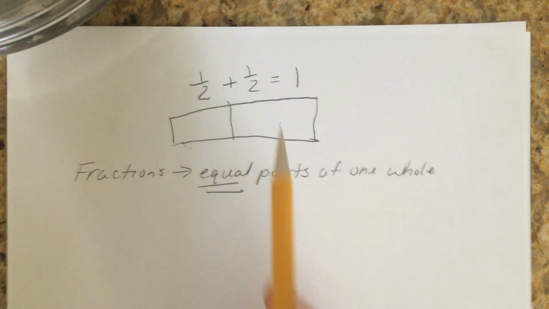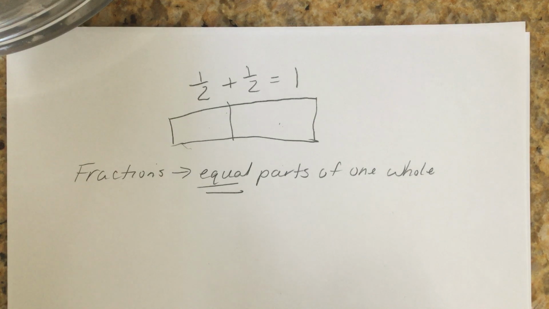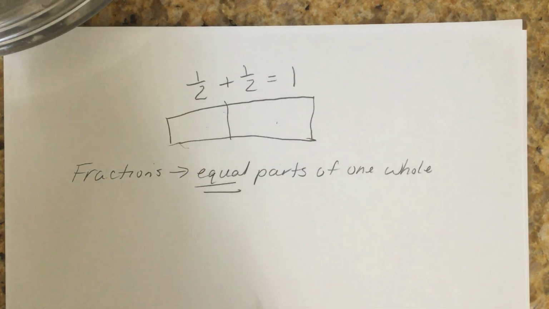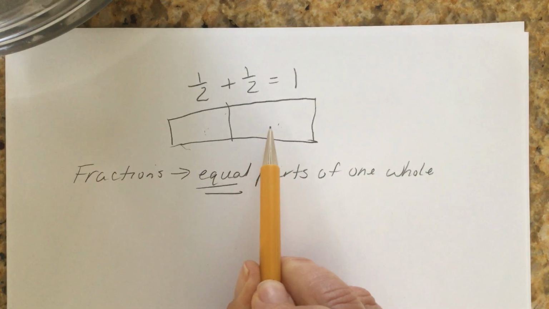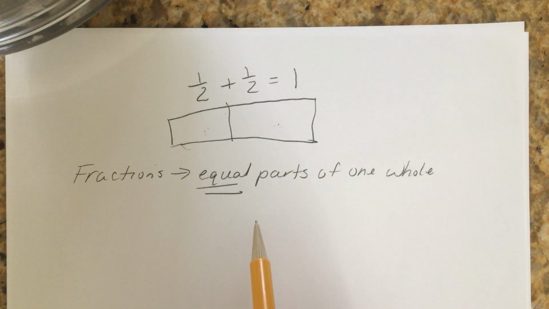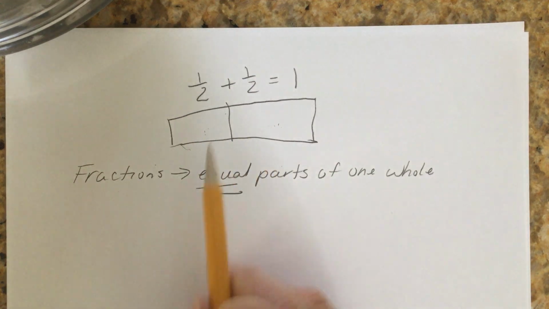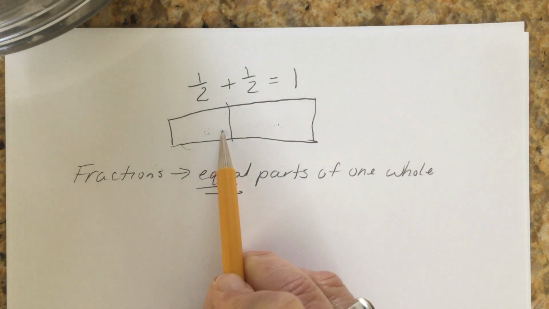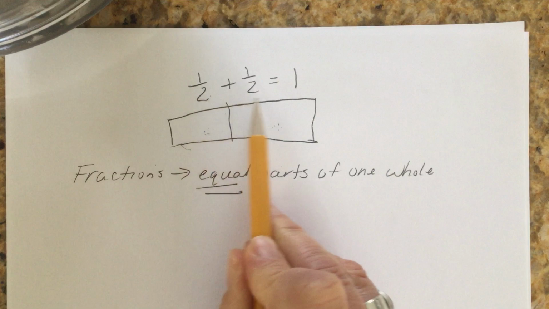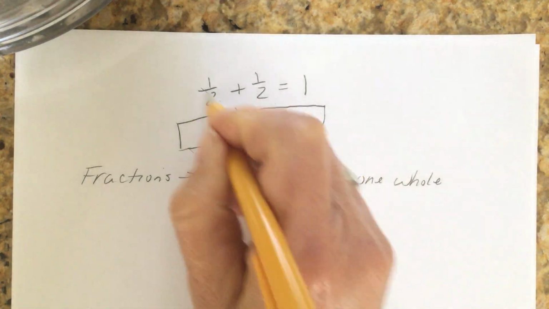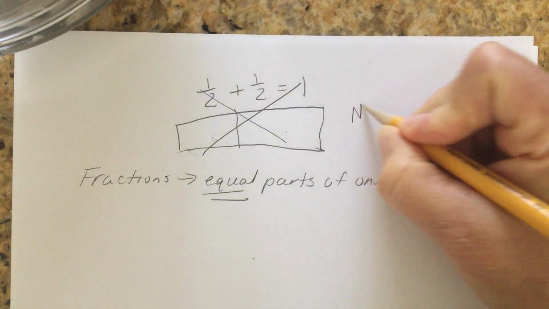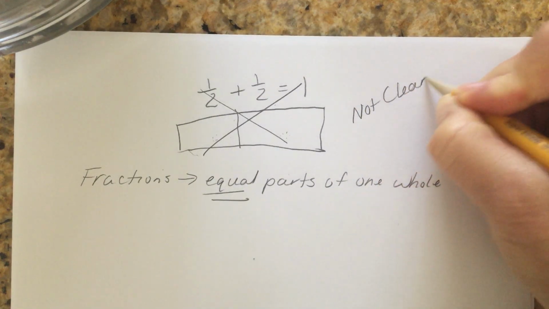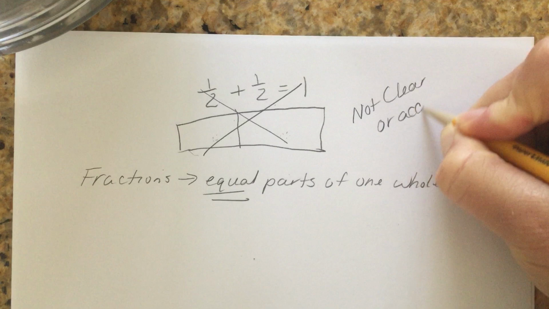Are these parts equal? Absolutely not. If this was a candy bar and I gave this piece to Arush and I gave this piece to Haley, Arush's not going to be too happy because these are not equal parts, so they're not truly halves. So this is not the kind of model we want to be creating because it is not clear or accurate.